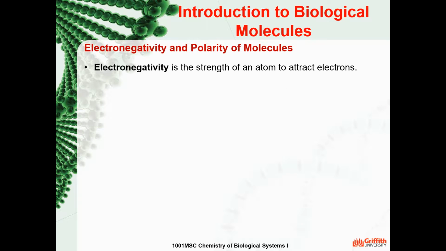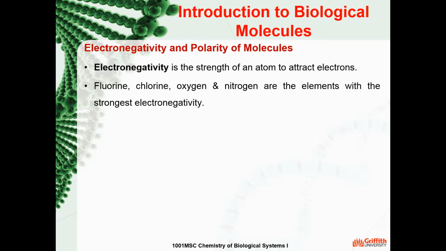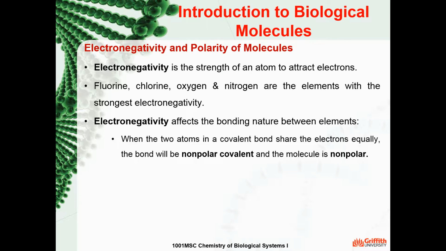Electronegativity is the strength or desire of an atom to pull electrons towards it. Fluorine, chlorine, oxygen, and nitrogen are the strongest electronegative elements in the periodic table. Electronegativity affects the nature of the bond between elements. When the two atoms in a covalent bond share the electrons equally, the bond will be nonpolar covalent, and the molecule is nonpolar. For instance, in O2, there is an equal sharing of electrons.